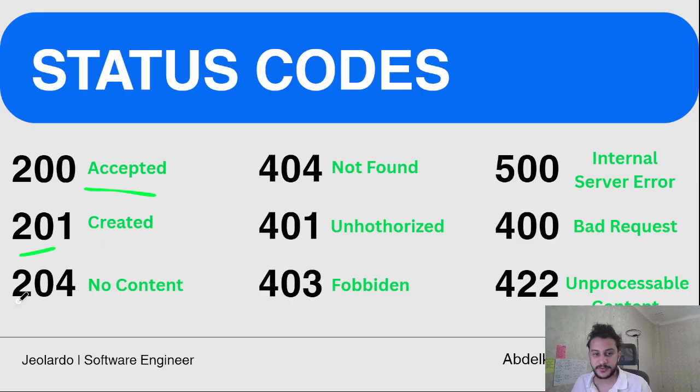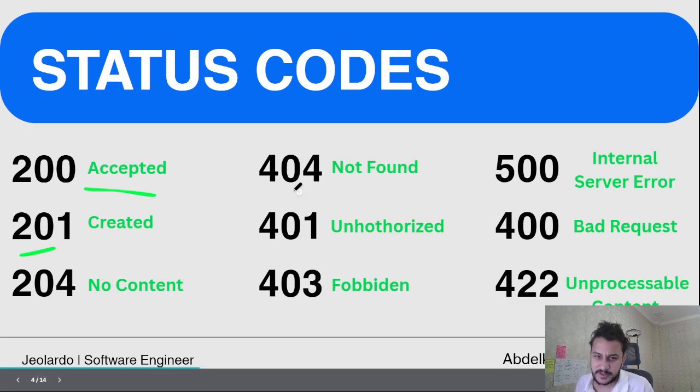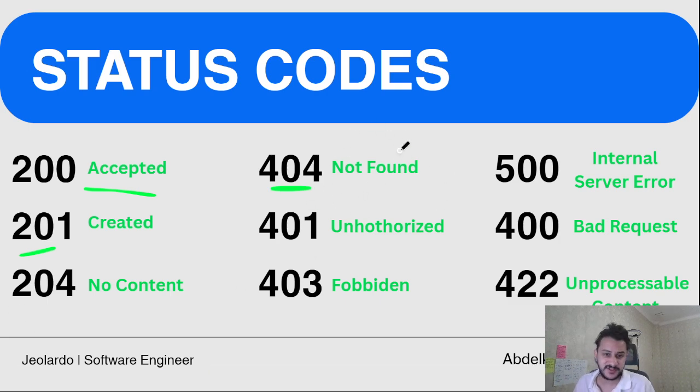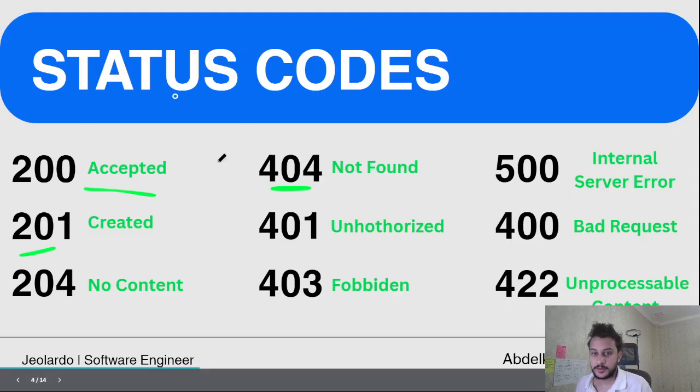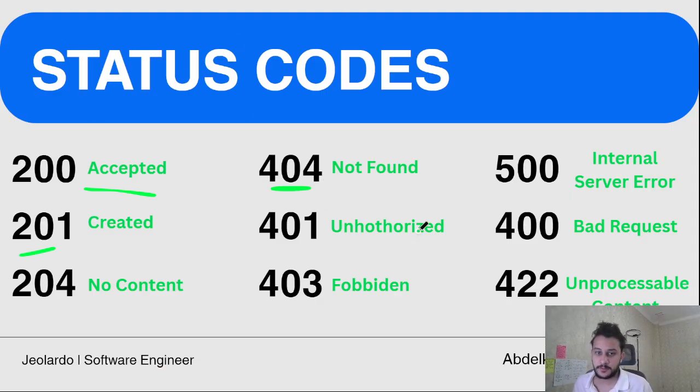204, that means no content. In your response, you don't have anything to return to the user, and specifically this is used when you want to remove or delete something from the database. So here, for example, not found means the item, row, or data that you want to search for or get does not exist. Okay, so this is really important.